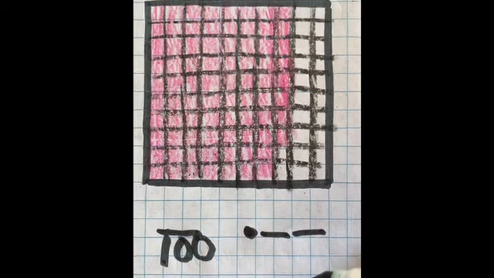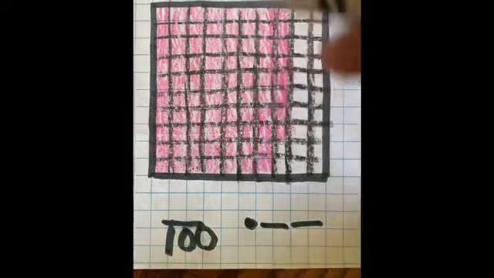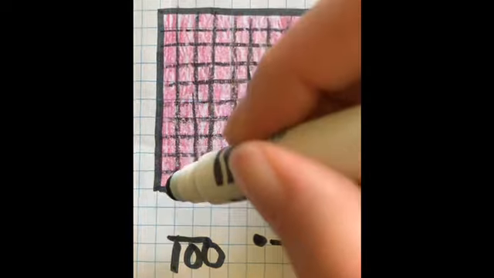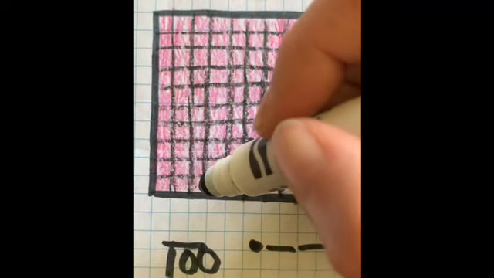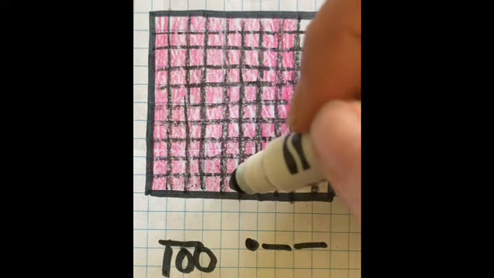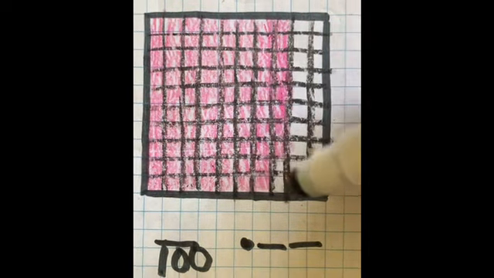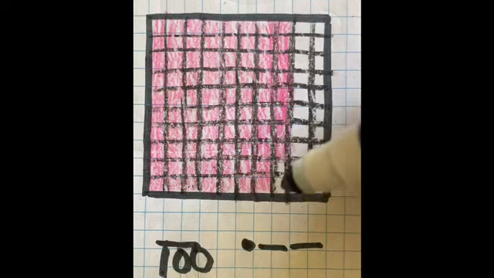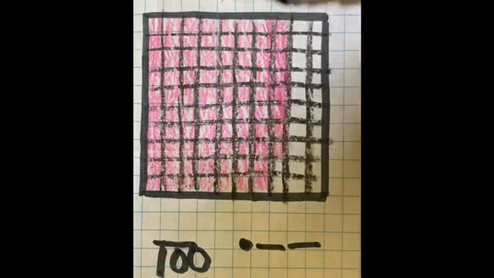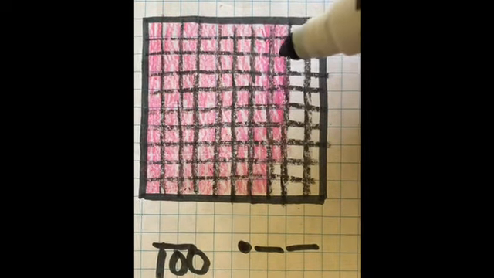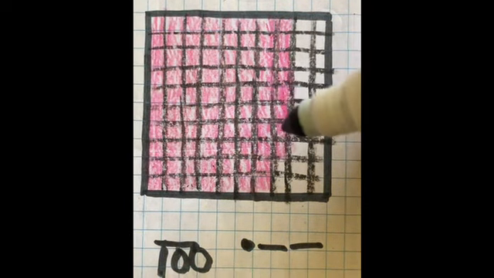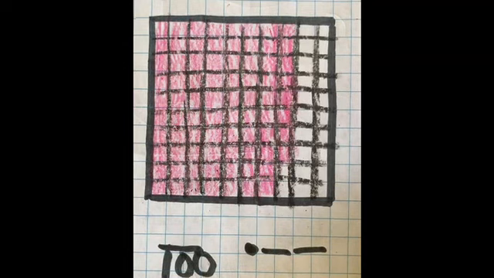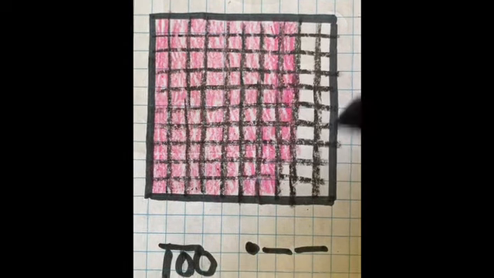We could count by ones, but we know that these columns are worth 10. So let's just quickly count by tens. 10, 20, 30, 40, 50, 60, 70. This isn't a full column, so now I can start counting by ones. 71, 72, 73, 74, 75, 76, 77, 78. I have 78 pieces out of 100.